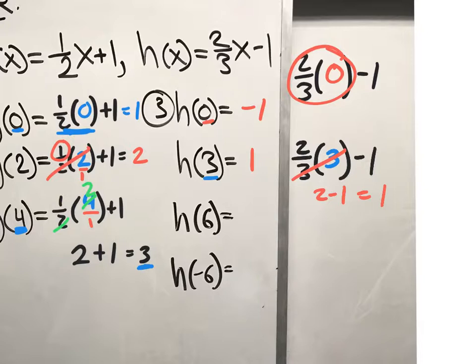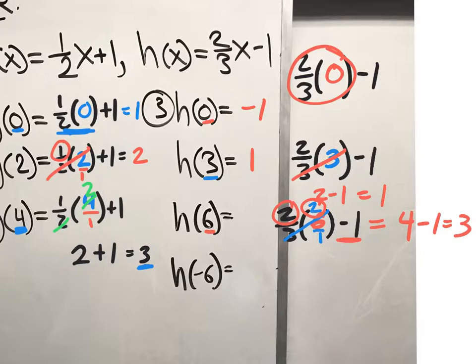Let's try 6. So there's my function. Let me plug in this 6 right in here. And again, you could put the 6 over a 1, and you could go 6 over 3. 6 on top, 3 on the bottom. That's going to end up giving you a 2 because 6 divided by 3 is 2. And then you have the 2 times 2, which is 4. So let me rewrite this over here, 4. And then don't forget about the minus 1 at the very end. 4 minus 1 is 3.